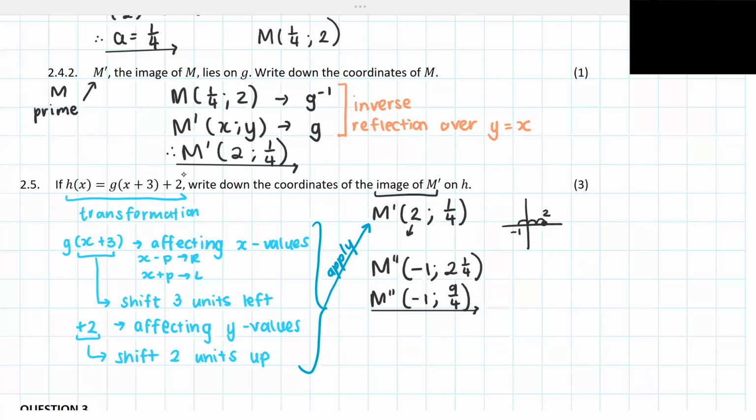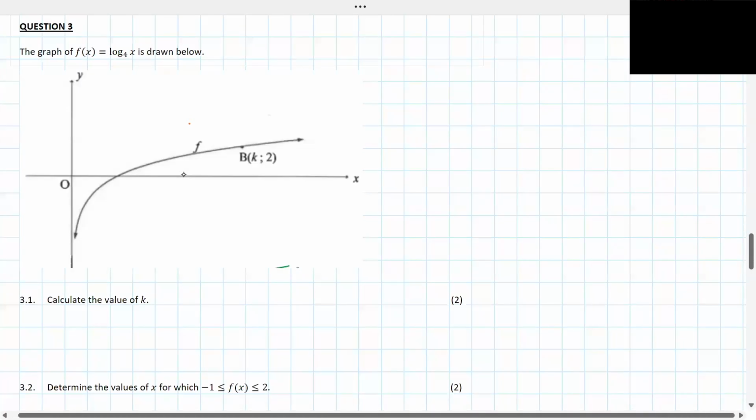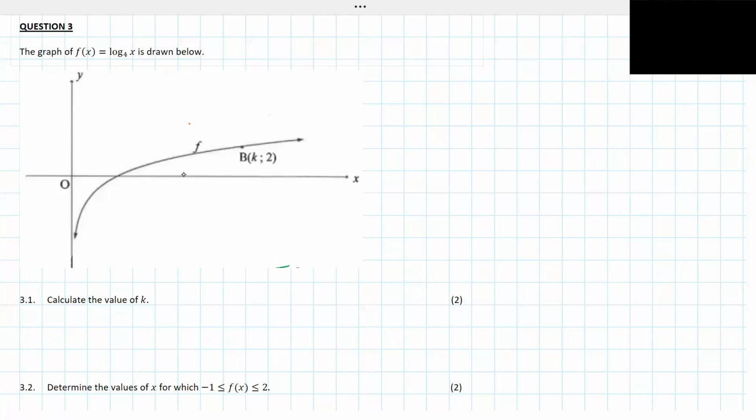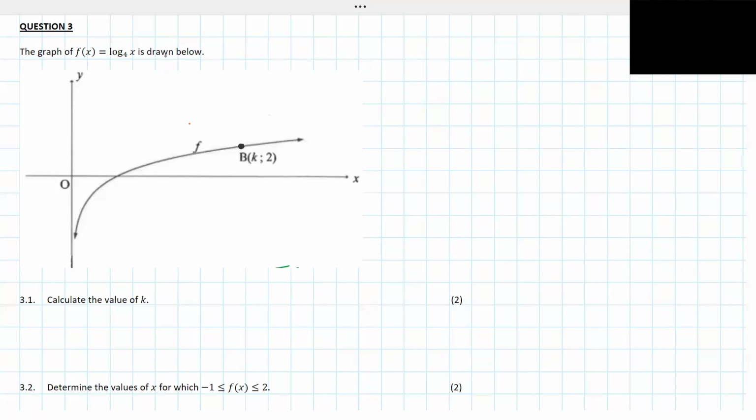Okay, so if we have a look at question 3, we have been given the graph of f of x equals log base 4 of x drawn below. So only one graph, so we're not stressing about multiple graphs, and it's a log graph. We can also see that there's a coordinate on this graph at B. We don't know the full coordinates of B, but we do know it's at (k; 2). So we don't know what the x value is, but we do know what the y value is. And unsurprisingly, the first question says, calculate the value of k.